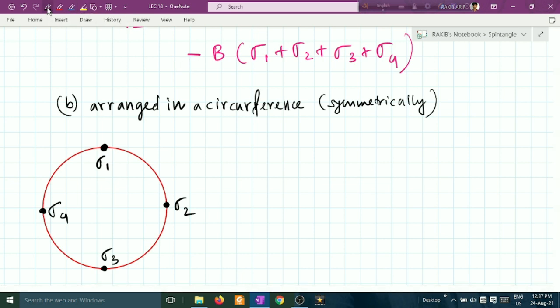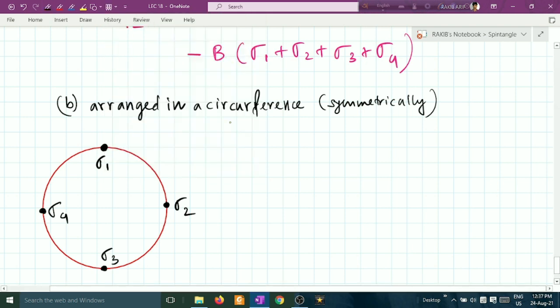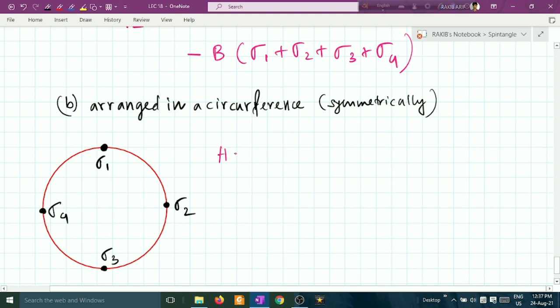I think you are now expert in calculating the Hamiltonian. What is our Hamiltonian? Just wait a second. The Hamiltonian is given as minus sum over ij of J_ij sigma_i sigma_j minus B sum of sigma_j.